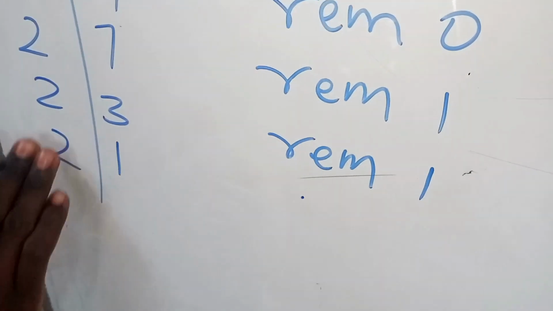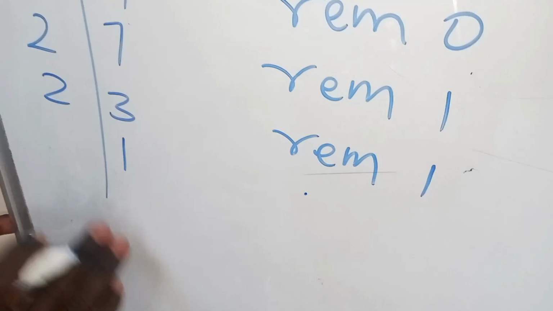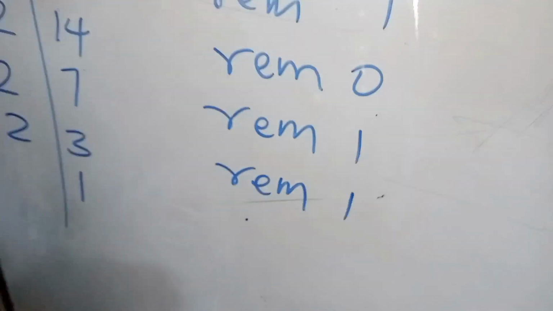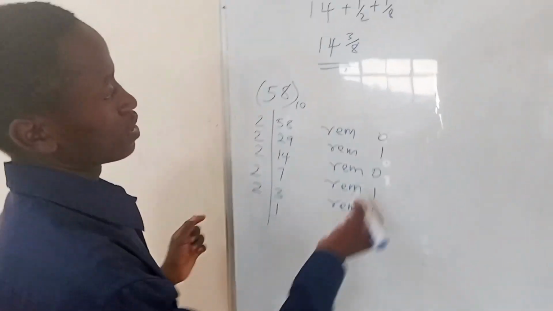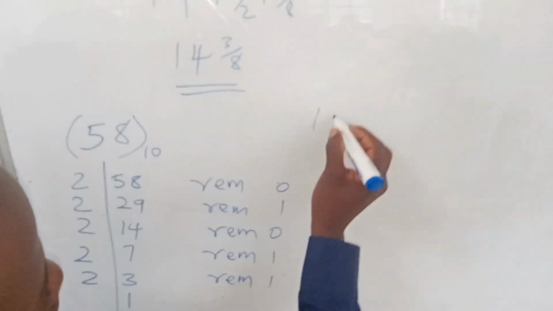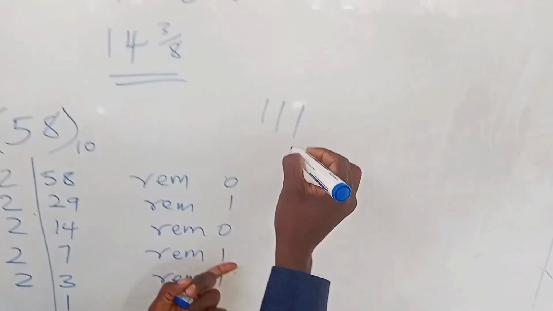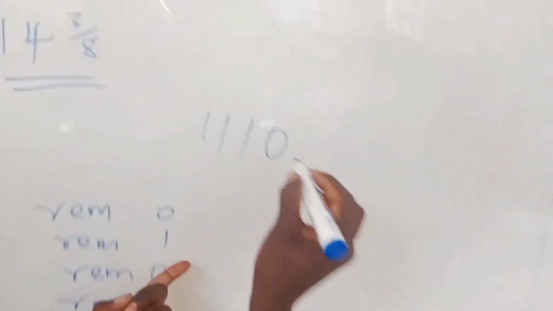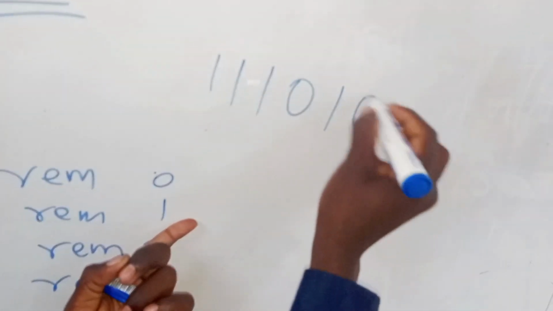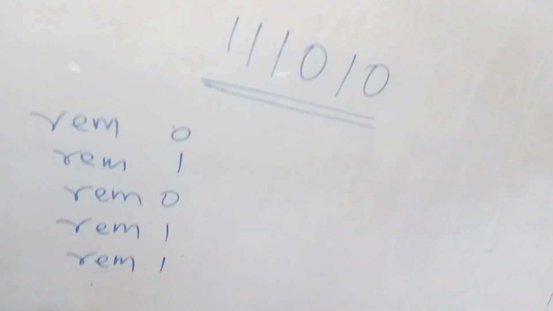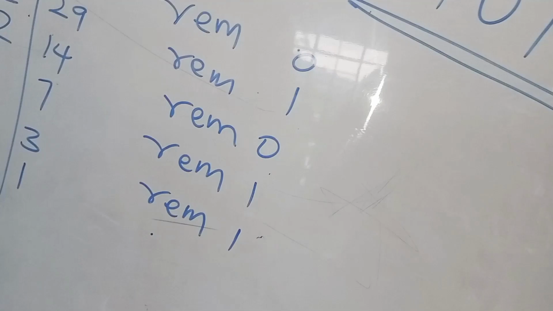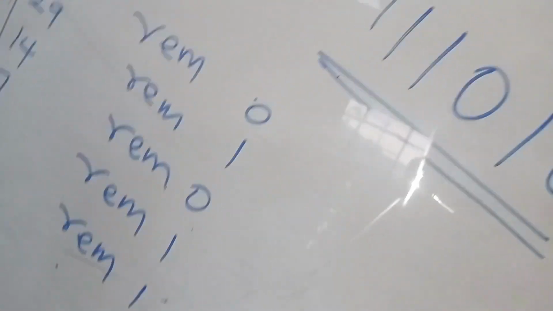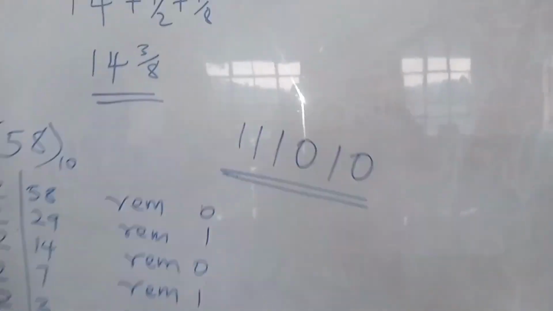So once again, this will be our last number. And on writing in binary, you will write from the bottom upward. So we will have 1, 1, we also have another 1, we have 0, we have 1, we have 0. So this will be our corresponding binary number that we have. So this is all about binary numbers, and it is very simple.